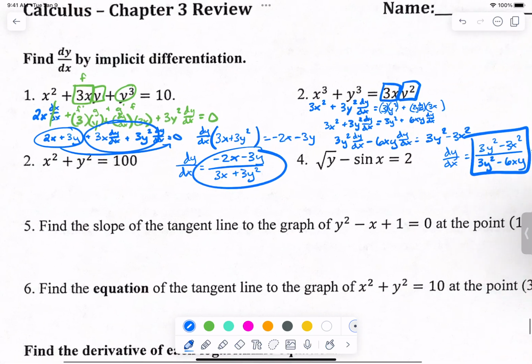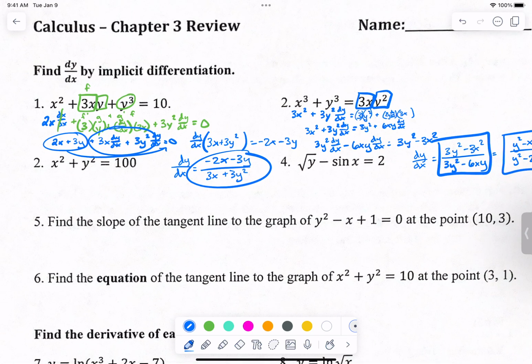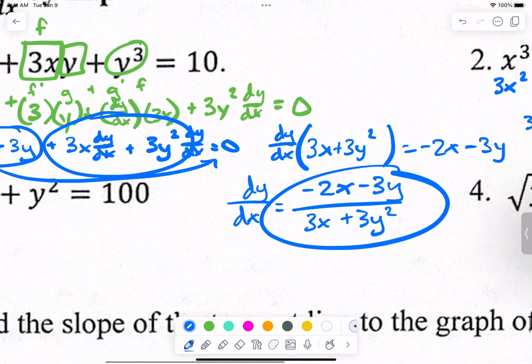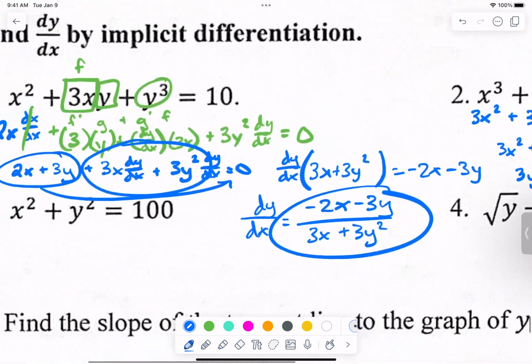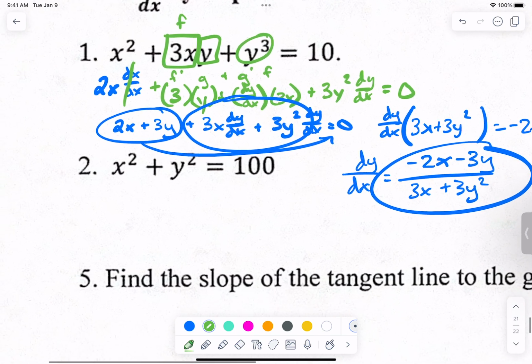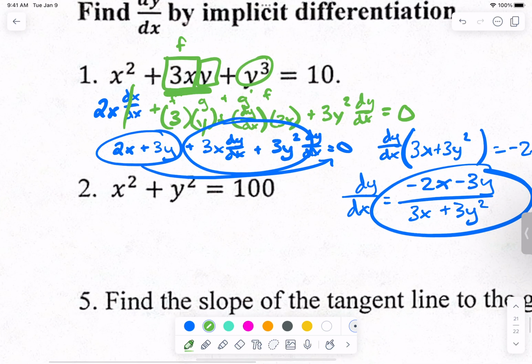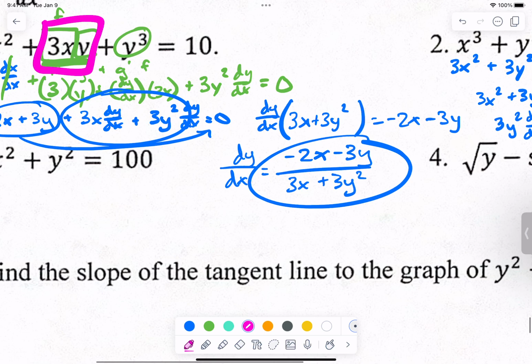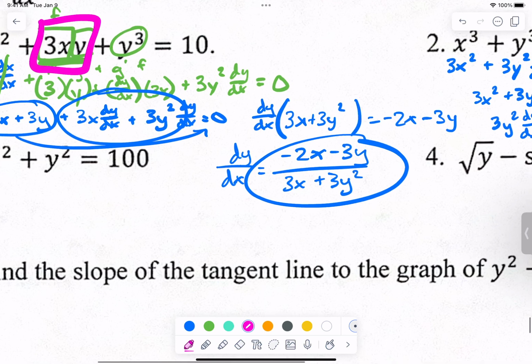All right, Haley. We just got through 1 and 2 on Friday, so out of the chapter 3 review, this is the answer that we got to number 1. So you're finding dy/dx. The only weird thing on number 1 is that you have to do the product rule for the 3xy. You have to do the product rule. And so we ended up solving for dy/dx, and we got that as an answer. So you can pause and go through that if you want to look.